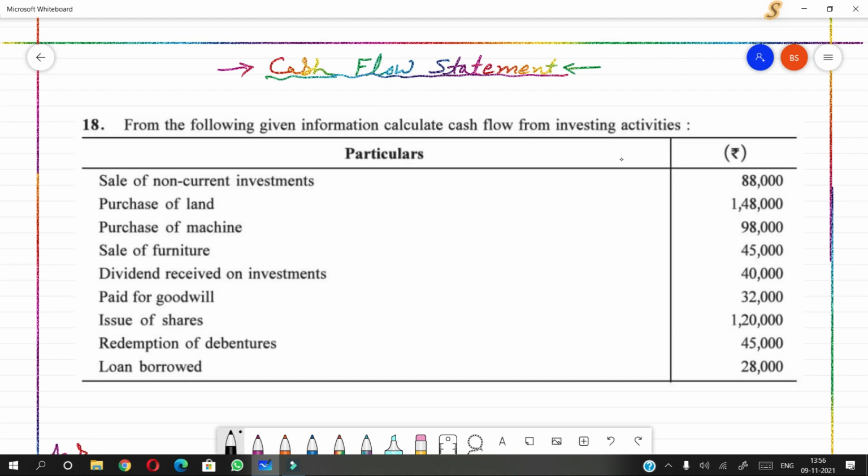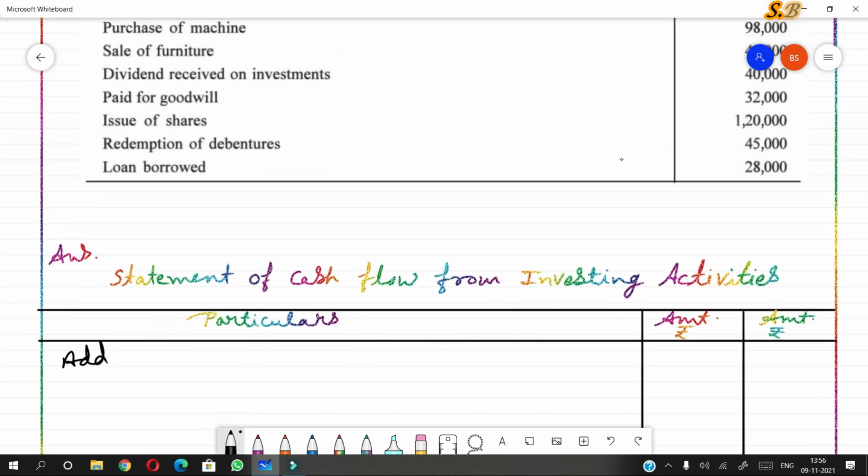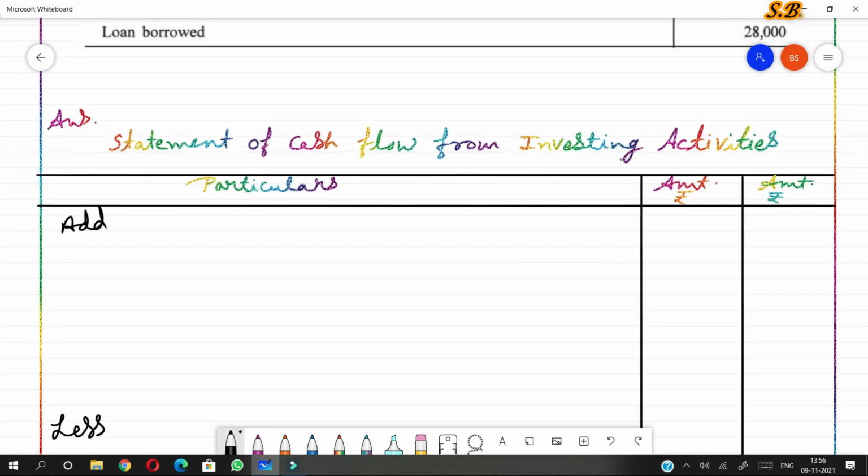Sum number 18. From the following given information, calculate cash flow from investing activities. So first of all, we will prepare a format for statement of cash flow from investing activities.